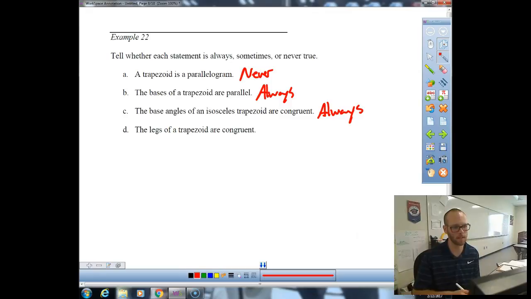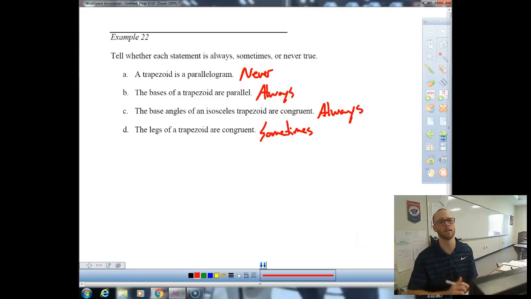And letter D, the legs of a trapezoid are congruent. The answer to that? Sometimes. They are congruent if it's an isosceles trapezoid, but is every trapezoid an isosceles trapezoid? No, it's not, only some of the time. That's why our answer for this one is sometimes.